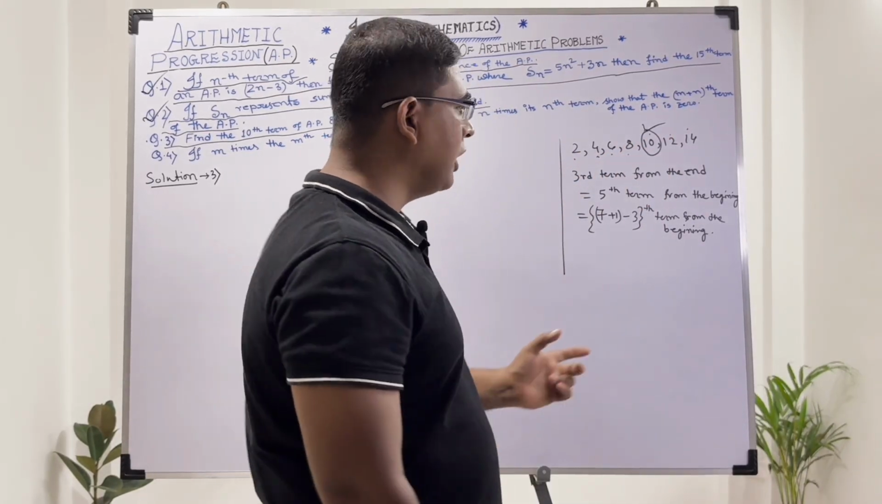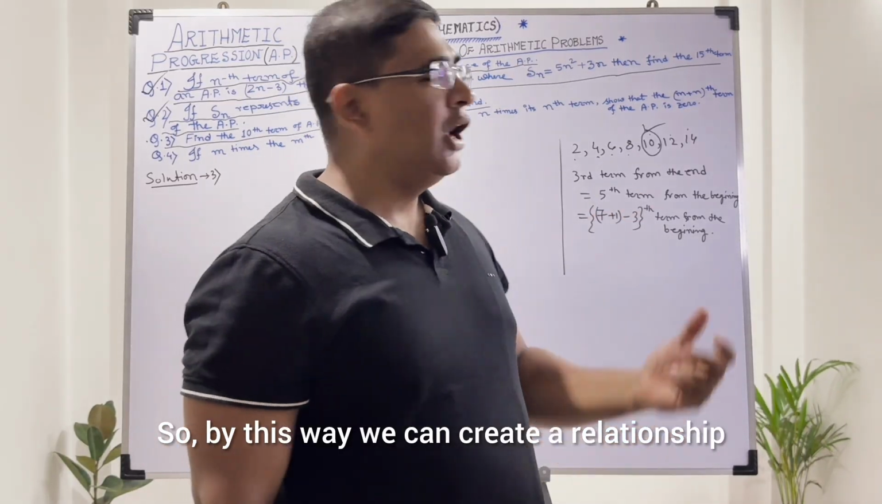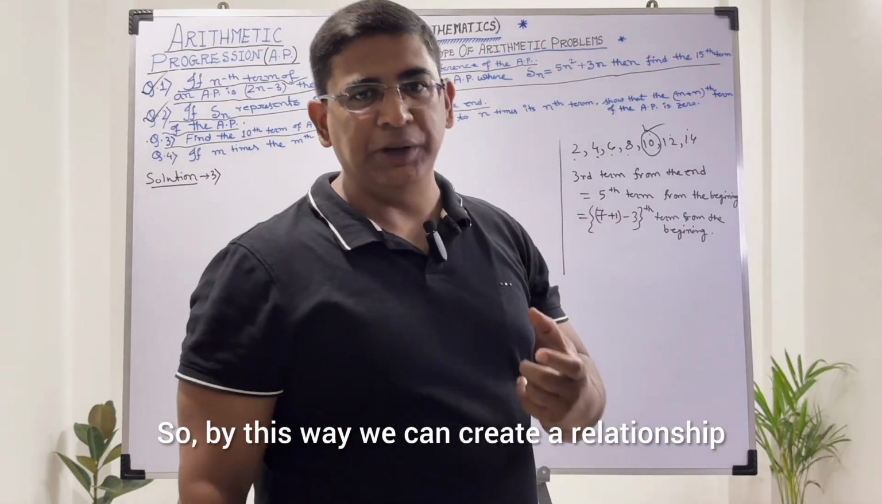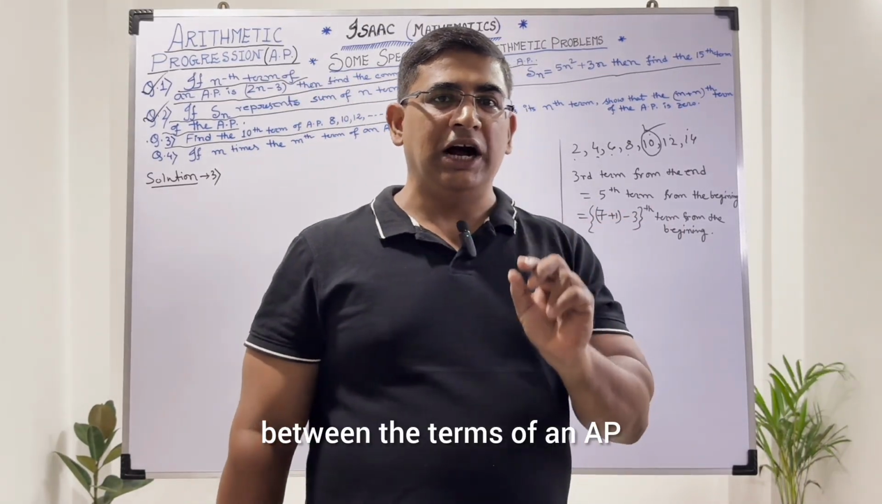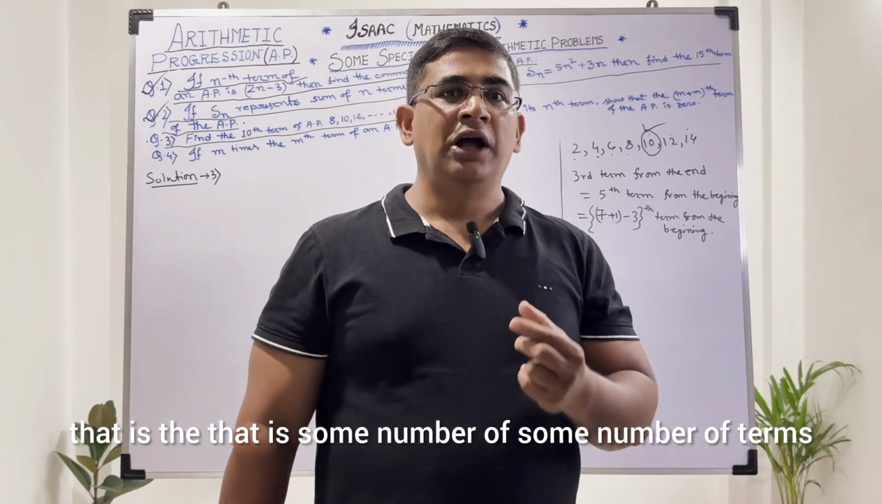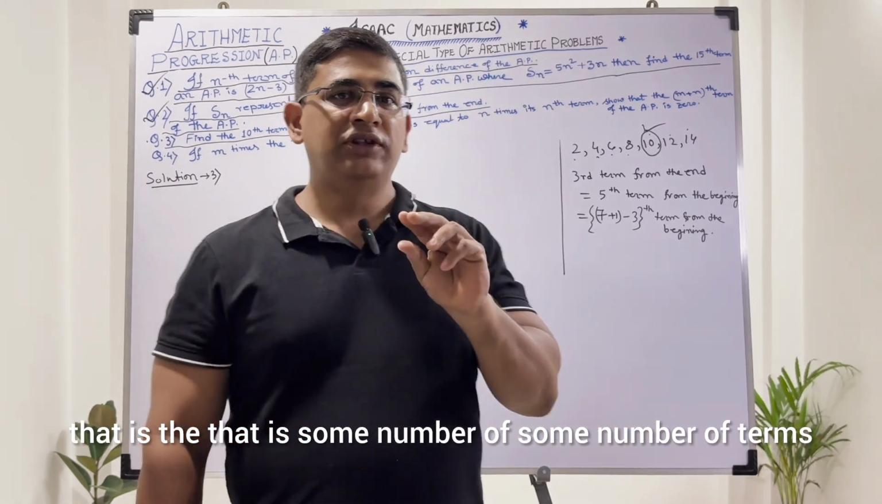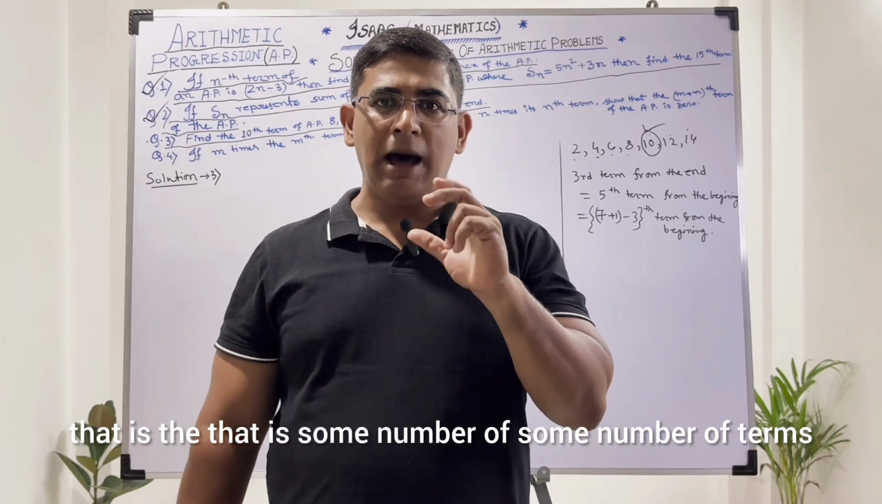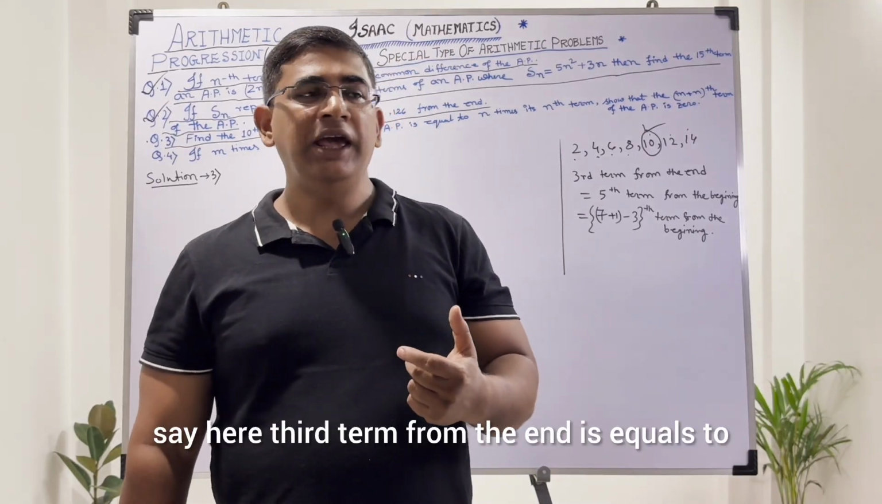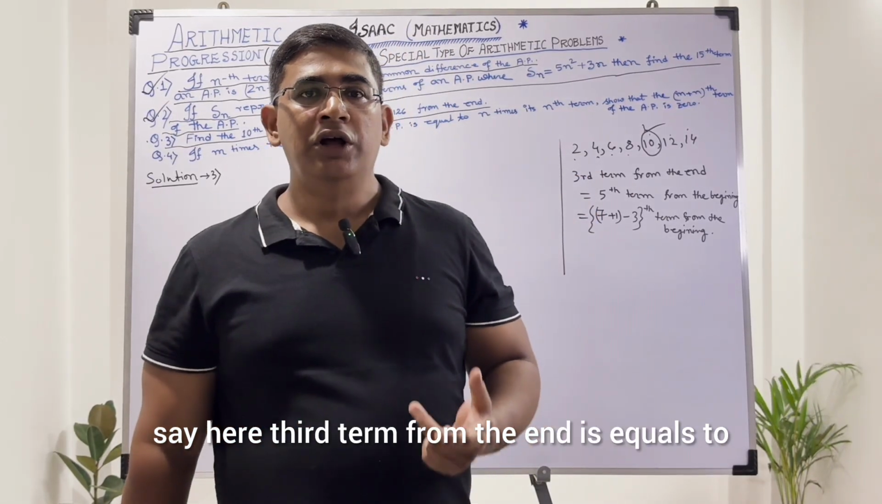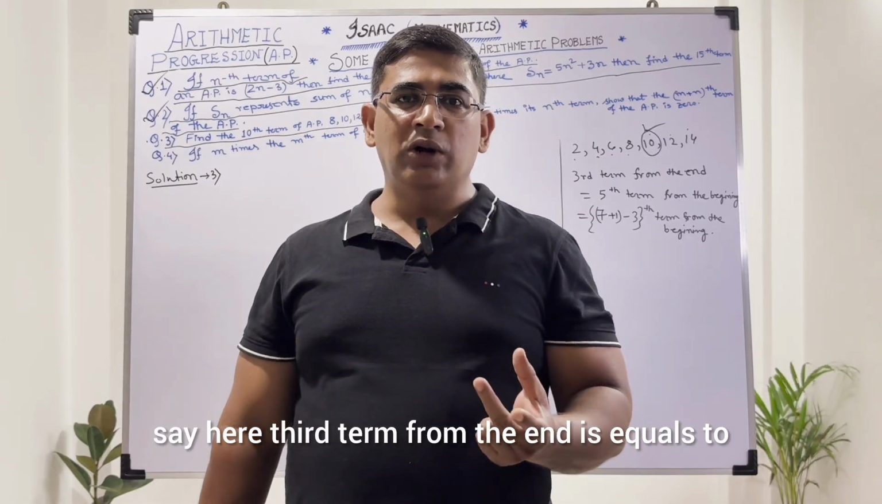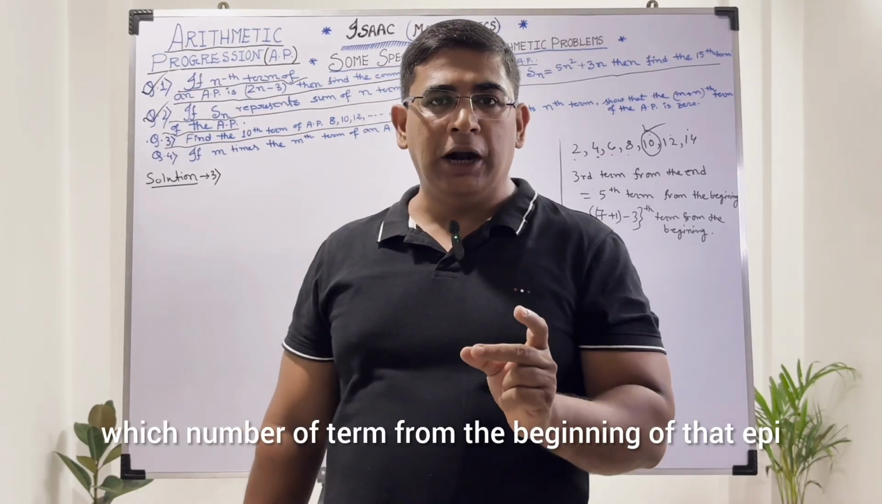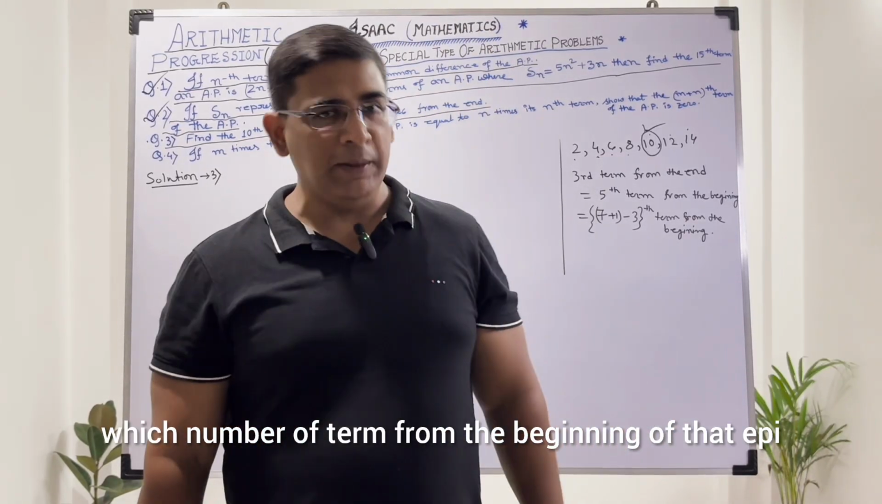Okay. So, in this way, we can create a relationship between the terms of an AP. That is, some term from the end, say here the third term from the end, is equal to which number of term from the beginning of that AP.